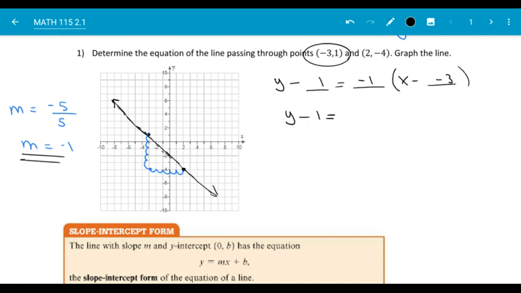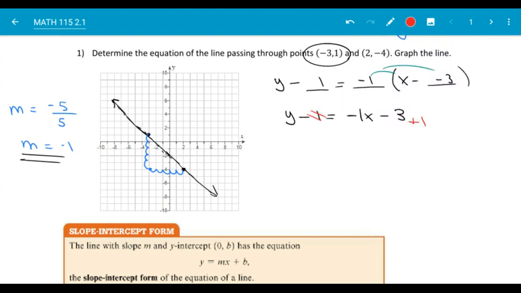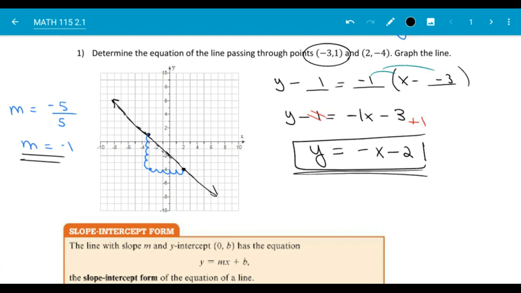So that says y minus 1 equals, and we need to distribute this -1 through, so that would be -1x minus a -3. Add the 1 over. Y equals -1x minus 2 is our final answer. Y equals -x minus 2 is the equation of the line that passes through those two points.